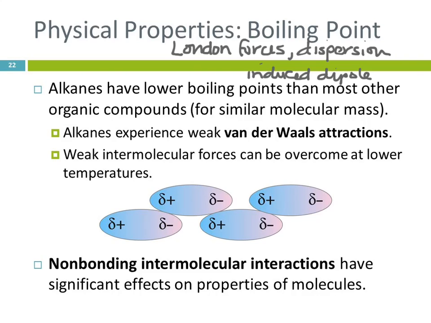So a larger molecule has more electrons, and they're spread out farther, and so it's easier for them to get lopsided. And when they get lopsided, the charge is going to be somewhat larger. So larger molecules, more lopsided, more likely to lose track of their electrons, and the interactions are going to be stronger. These are called non-bonding intermolecular attractions.